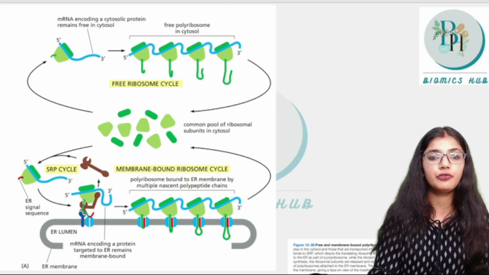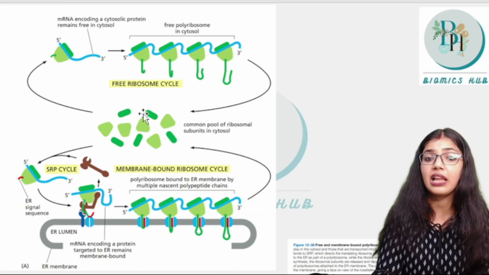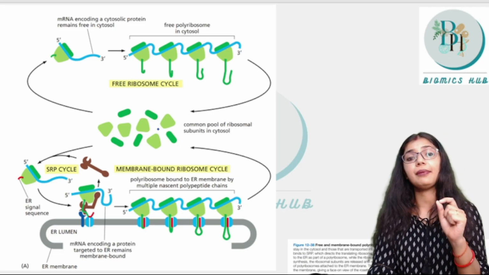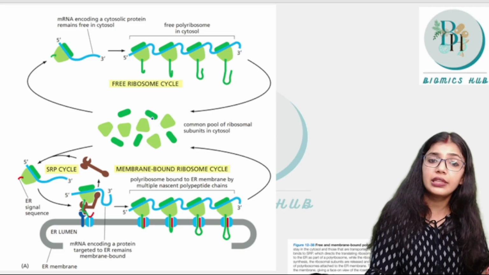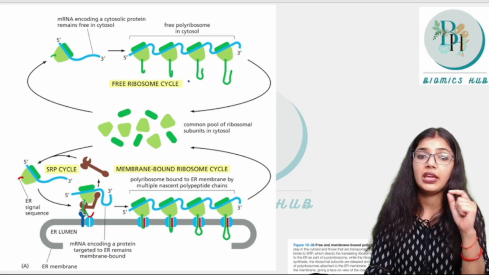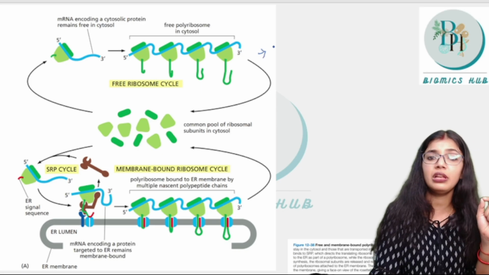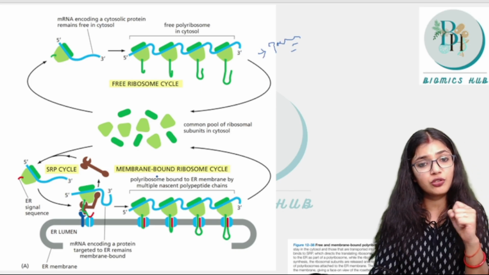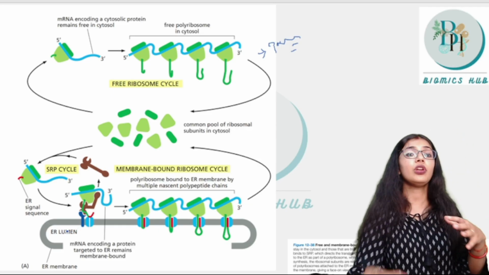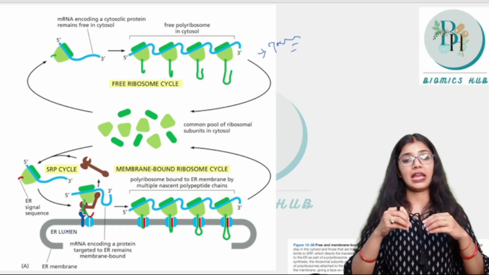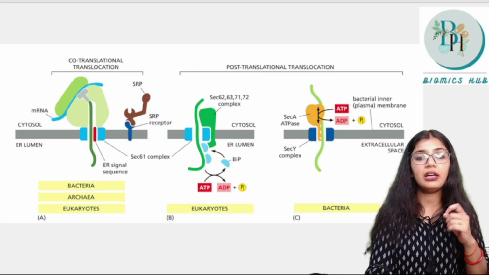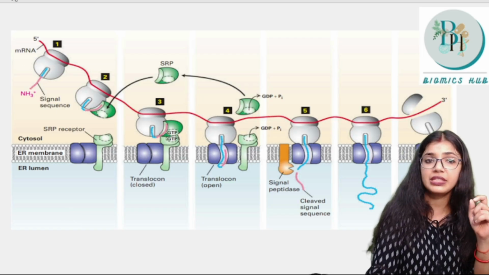The next thing we will see is how this is recycled. These are the common ribosomes, which can work in the free form as well as the bound form with the endoplasmic reticulum. If it is working in the free form, it will work as post-translational translocation. If it is bound to the endoplasmic reticulum, it will work coordinately with the SRP cycle. Now we will see in detail how this process takes place.